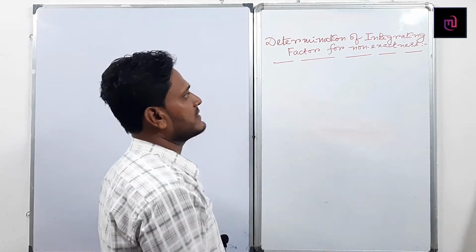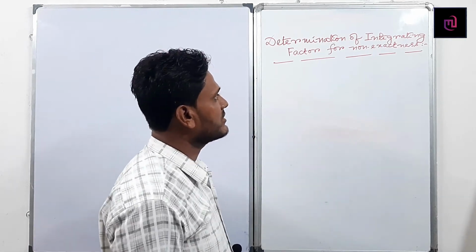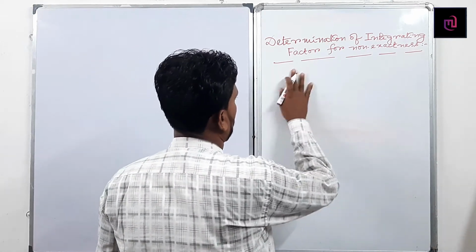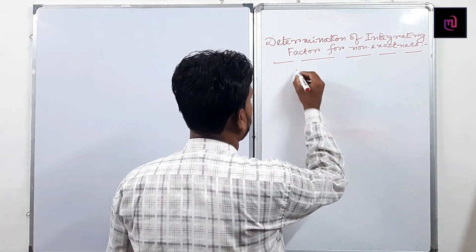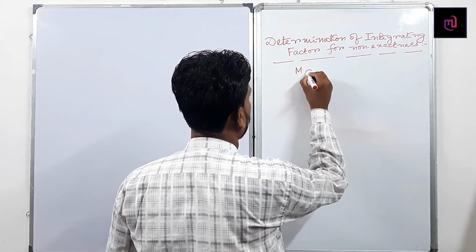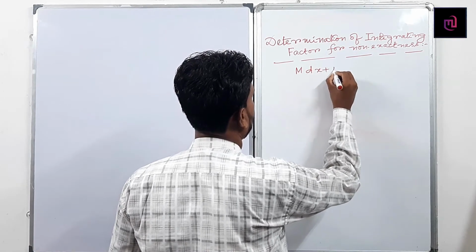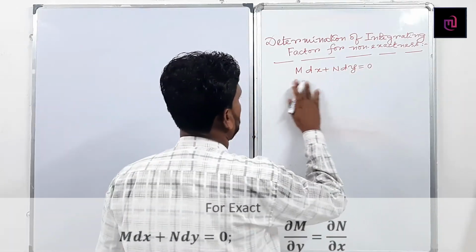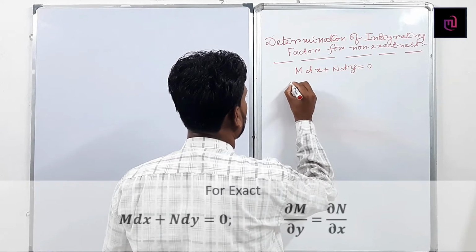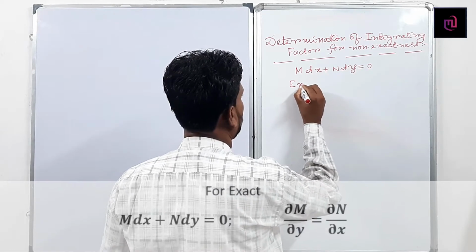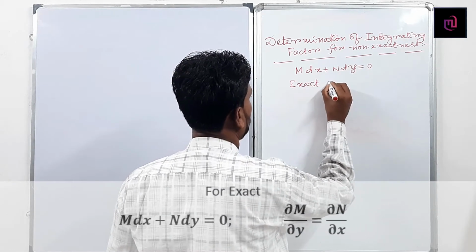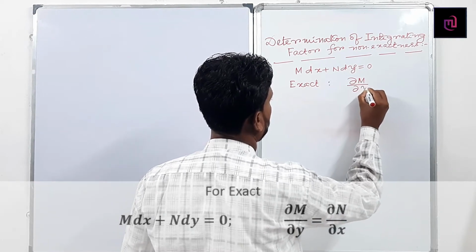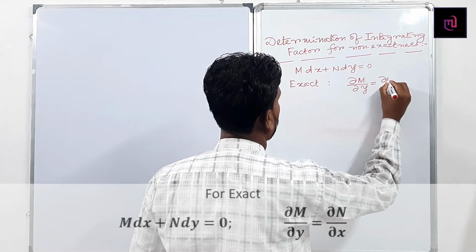I have already discussed what is exact differential equation and what is non-exact differential equation. All of you know the standard form of the exact differential equation: M dx plus N dy equals 0 is said to be exact. So for exact, the condition is del M by del y equals del N by del x.